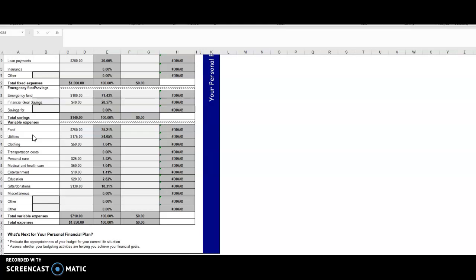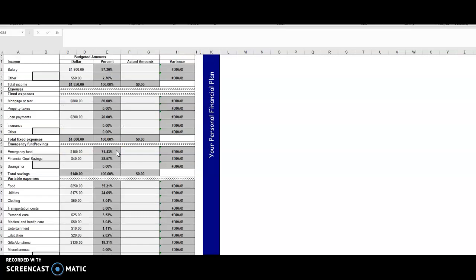So again, keep in mind cash flow, actual income, actual expenses. Budget is what's your plan. What do you plan to have as income and what do you plan to have as expenses? And that's how you complete that step one of your personal financial plan. If you have any questions about how to complete these documents, please let me know.